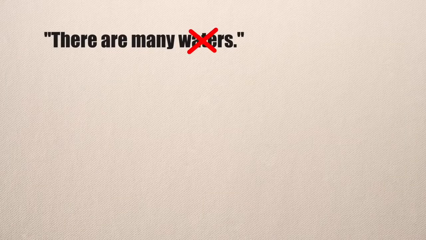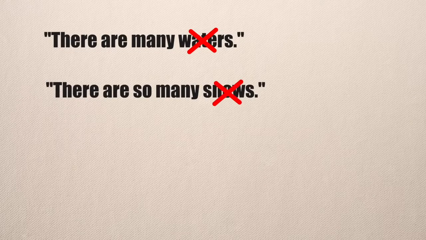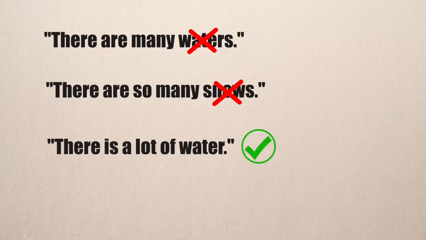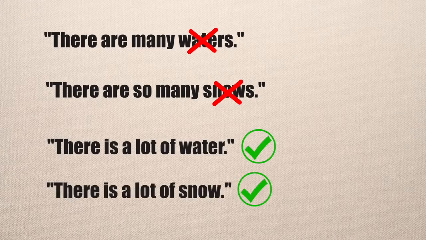Okay, now let's talk about non-count nouns. You're probably familiar with words like water, coffee, and snow not being countable. For example, we don't say things like, there are many waters, or there are so many snows. Instead, you would say, there is a lot of water, or there is a lot of snow. Well, the same thing is true for ideas and feelings as well. For example, love, happiness, fear, excitement, bravery, and so on are not things that we can count.